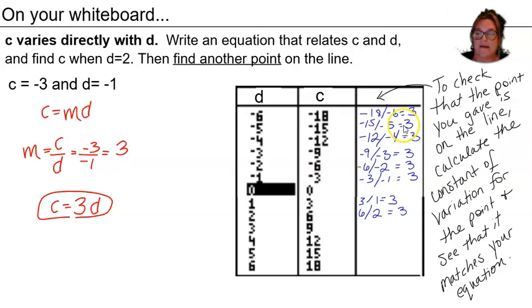That is another point on the line, right? If you take a look at this table and calculate your constant of variation for each of these, C divided by D, you'll see that these are all valid points on that line.